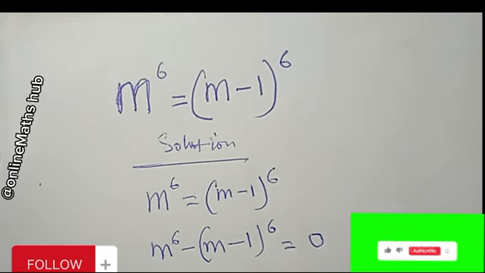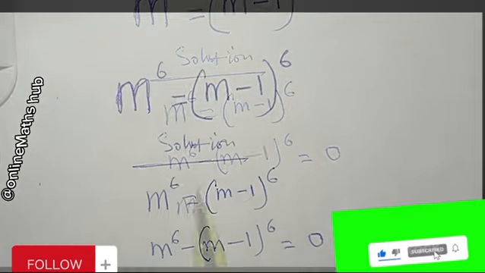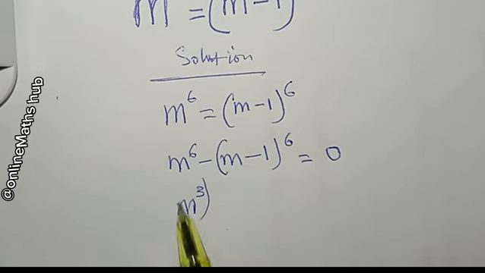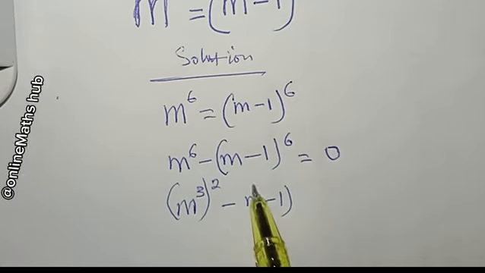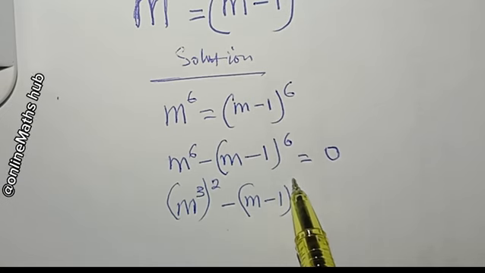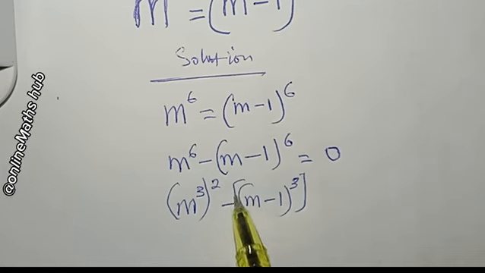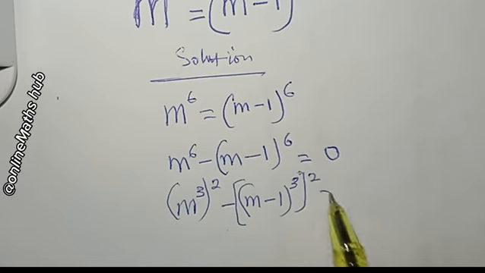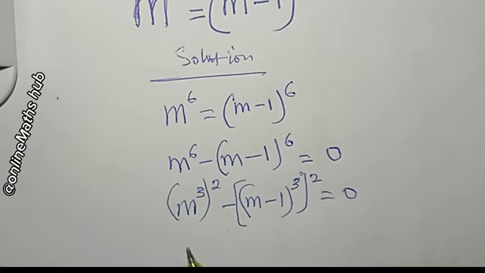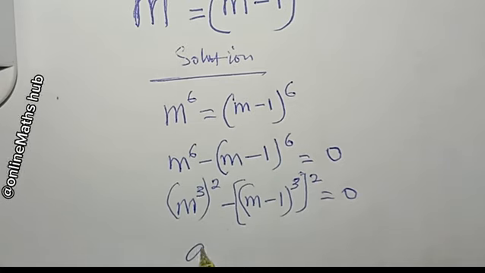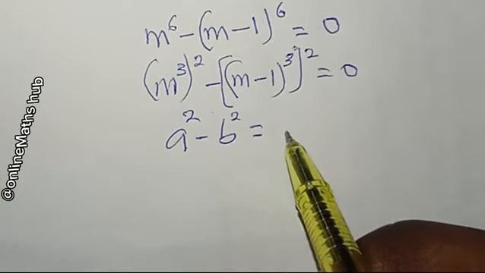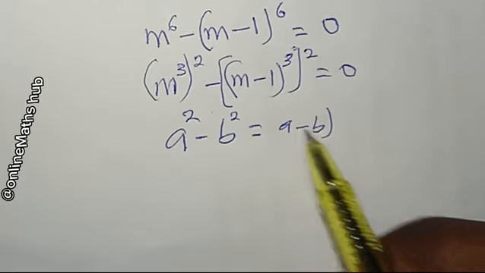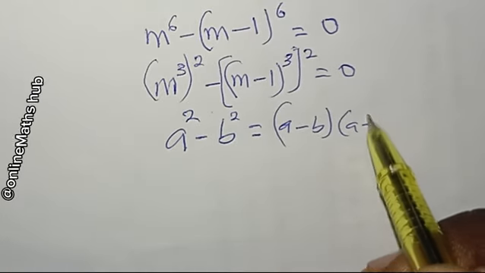I can write this m power 6 as (m power 3) raised to power 2, and I will also write this term that way: ((m minus 1) power 3) raised to power 2. Obviously, what you can see here is a difference of 2 squares. Remember that a squared minus b squared can be expanded as (a minus b) multiplied by (a plus b).